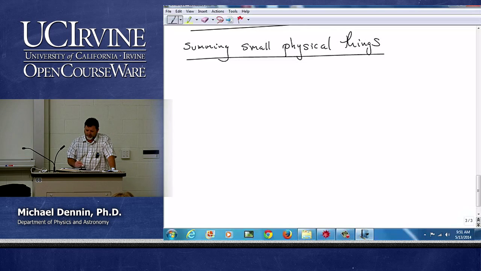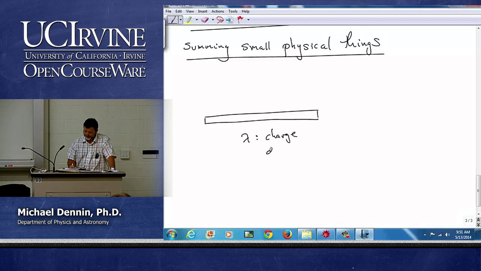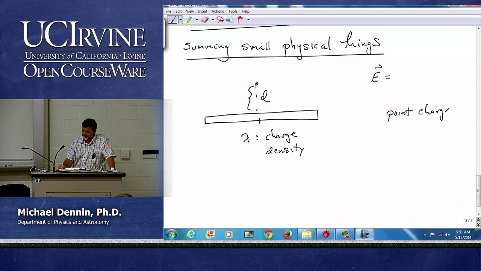And what we're going to do is basically ask ourselves, if I have a line of charge with some charge density lambda, what is the electric field a distance d away from the center? So can anyone tell me how I compute the electric field of a point charge? kQ over r squared in the direction of r.